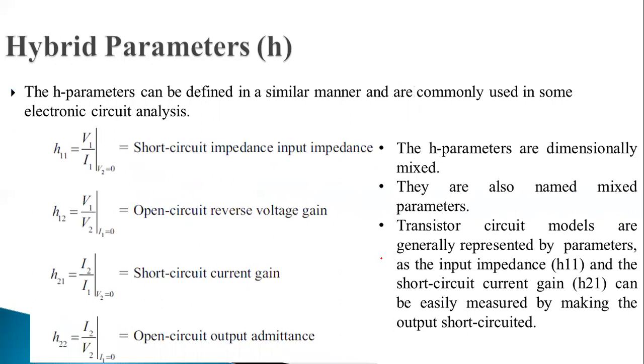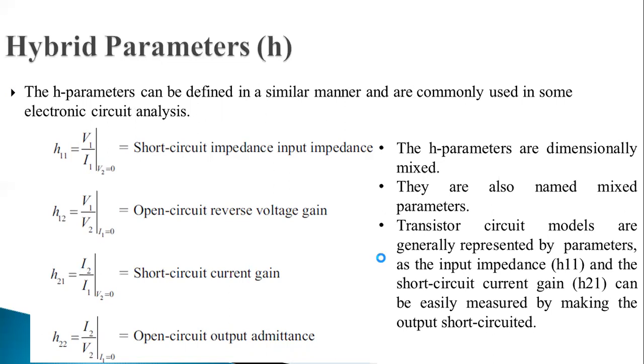Based on these parameters, we obtain the equations with V2 short circuited, and V1 open circuited, that is I1 equal to 0. These H parameters are dimensionally mixed, so they are named mixed parameters. Transistor circuit models are generally represented by the H parameters. So the input impedance H11 and the short circuit current gain H21 can be easily measured by making the output short circuit.